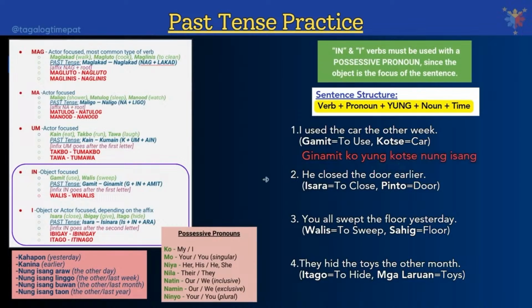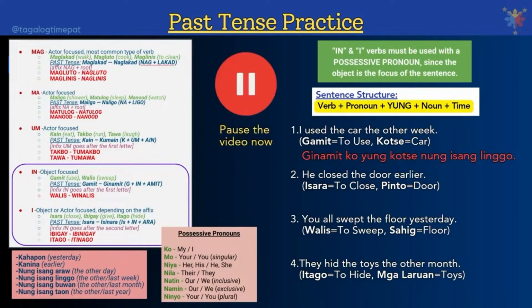Coche nung isang linggo. So, ginamit ko yung coche nung isang linggo. I used the car the other week. Go ahead and try 2, 3, and 4. You can pause the video now if you need more time. And remember to just plug in all of the words into this sentence structure. Remember to use the patterns that we learned, and also remember to use possessive pronouns because we are using an object-focused verb now. Okay, go ahead and do these examples and we'll go over it in just a bit.